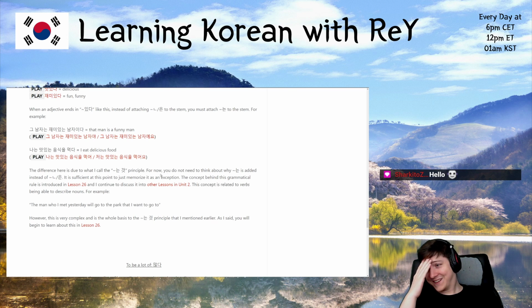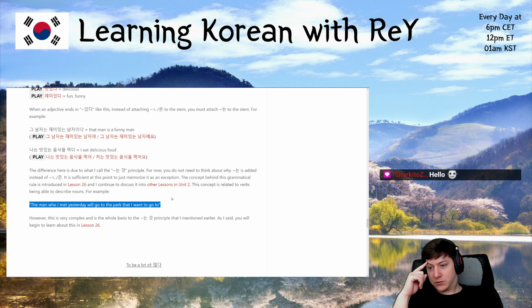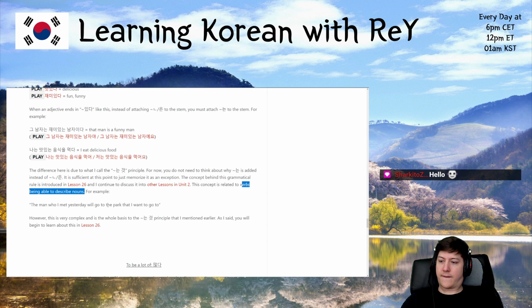The concept behind this grammatical rule is introduced in lesson 26. This concept is related to verbs being able to describe nouns. Wow, what is this sentence? The man who I met yesterday will go to the parks that I want to go to. What? Verbs being able to describe nouns. Ah, the parks that I want to go to. That will be hard. But it's only coming in 26, so I'm not sure if we will do this year.